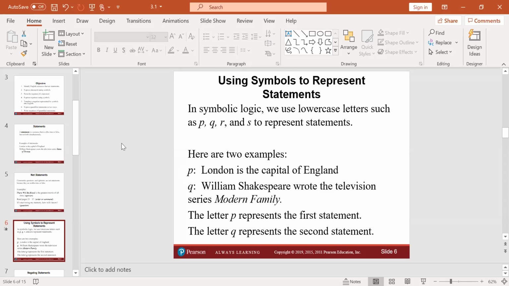So for instance, we'll let the statement P be the statement London is the capital of England. Q can be that William Shakespeare wrote Modern Family. Is that show even on the air anymore? Is it? I think it's off the air now. But it was an all right show while it was on.